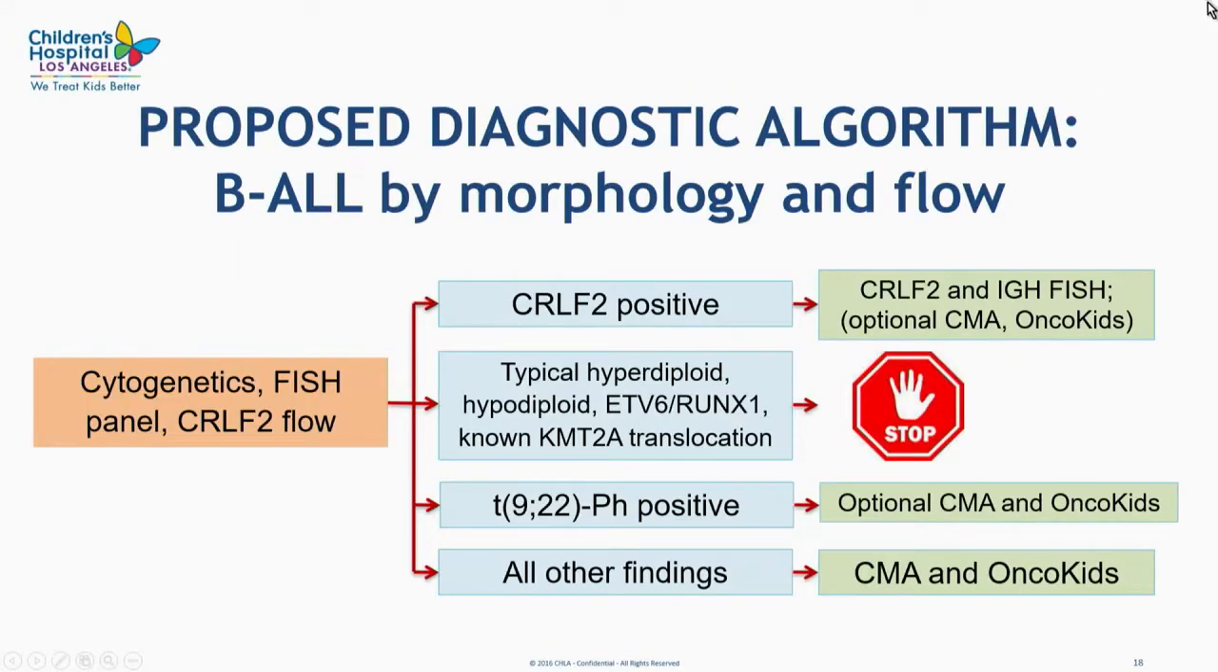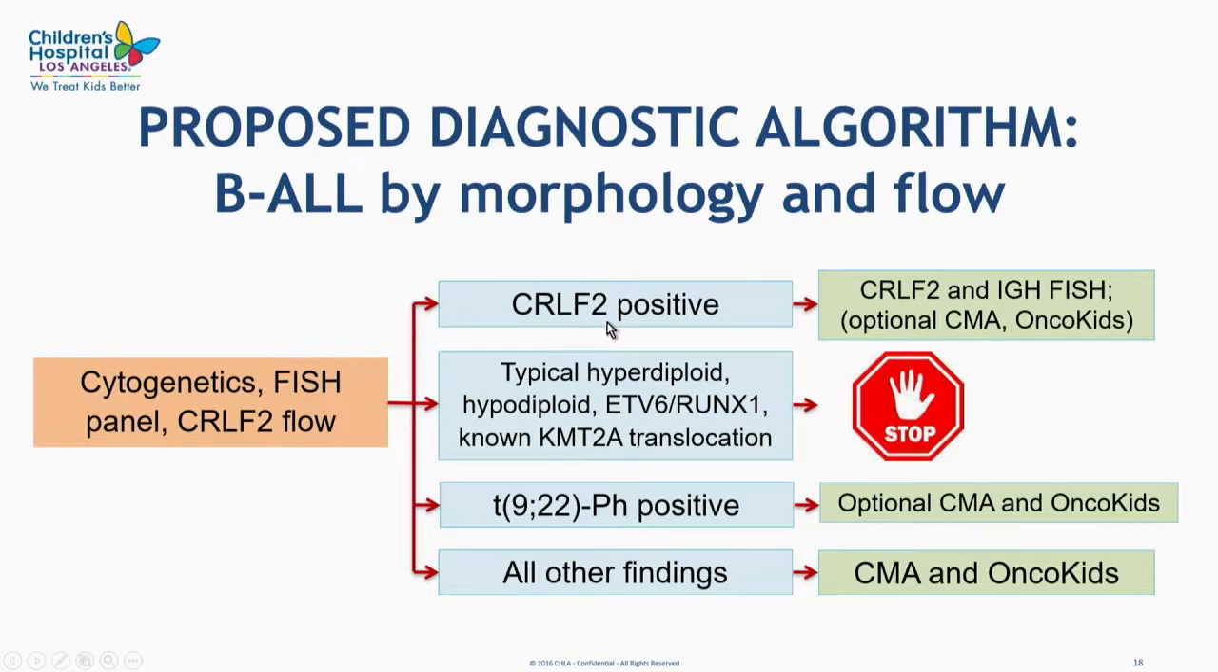So based on experience with doing all this comprehensive analysis, this is the diagnostic algorithm that we will be implementing in the future, although it's still work in progress and it might be further tweaked. But we will be starting with cytogenetics and FISH panel because that is still in all practice guidelines, and we also need it for patients who are on clinical trials. And also in the initial workup, CRLF2 flow has been added already by our hematopathology laboratory.